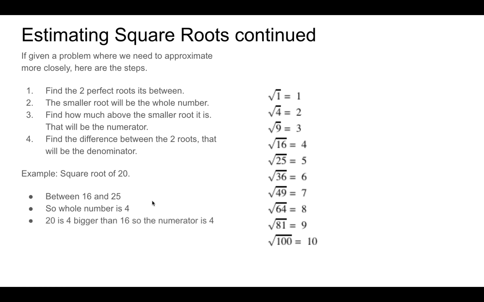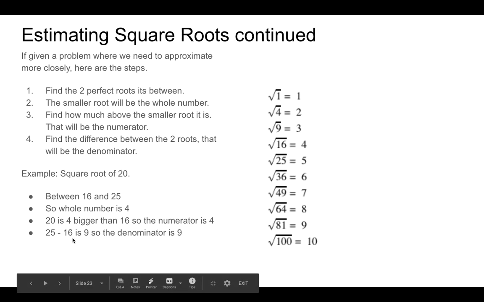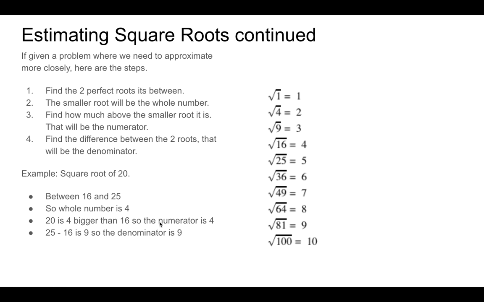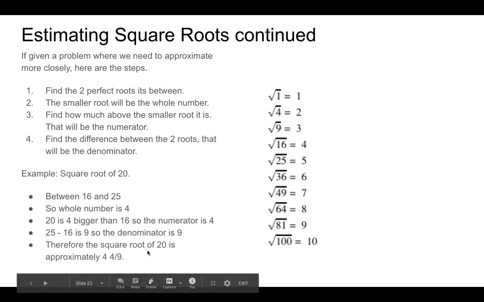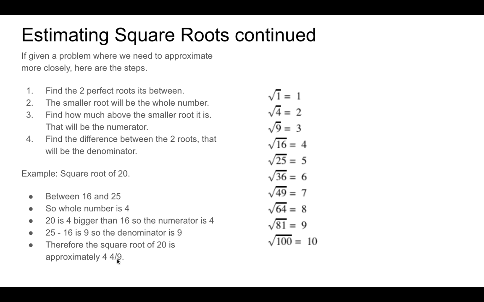Then, once again, 20 is 4 bigger than 16, because we are on step 3, which is finding the numerator. So we see that 20 minus 16 gives us 4, so the numerator is 4. And then 25 minus 16 equals 9, so the denominator in this answer would be 9. Therefore, the square root of 20 is approximately 4 and 4/9. Remember, this is not exact, but this gives us pretty close.